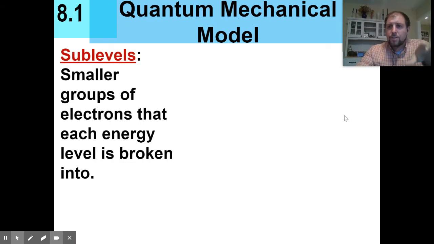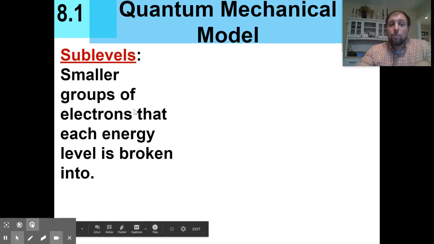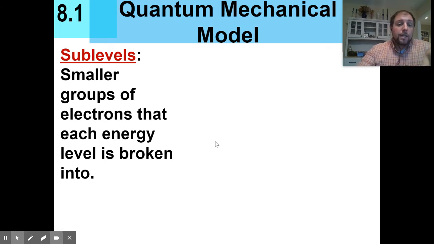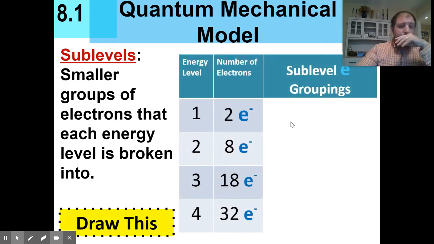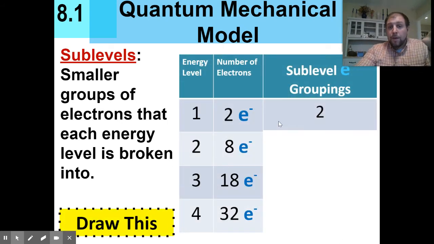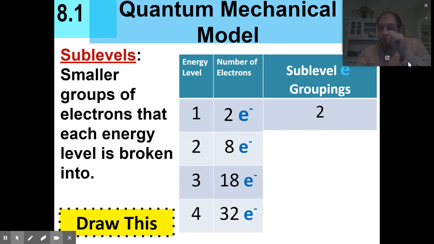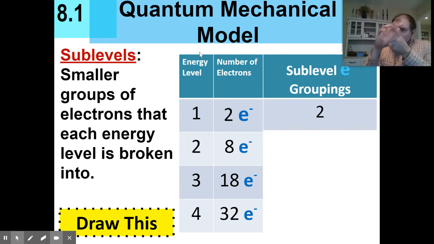We divide them into things called sublevels. These are smaller groups of electrons that each energy level is broken into. So for example, right, here we go. We got this diagram right here, okay? The first energy level can hold 2 electrons, and they appear in just a group of 2. So there is just one weird shaped cloud that makes up the first energy level, okay?